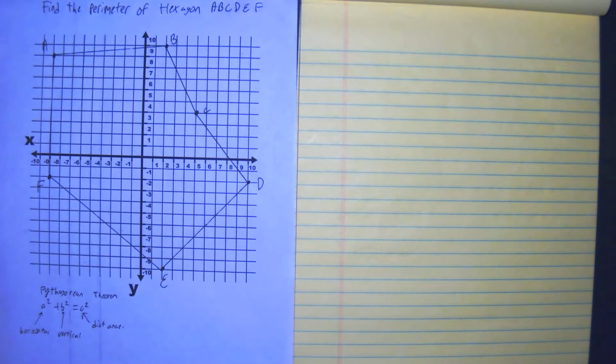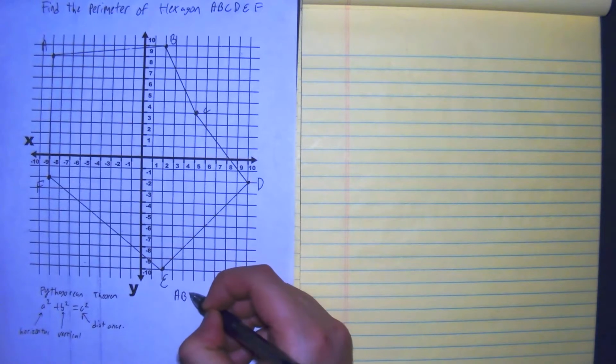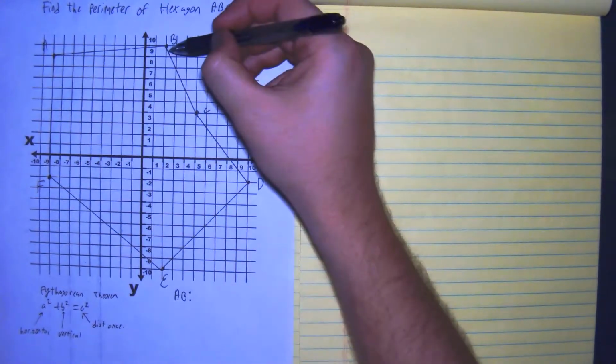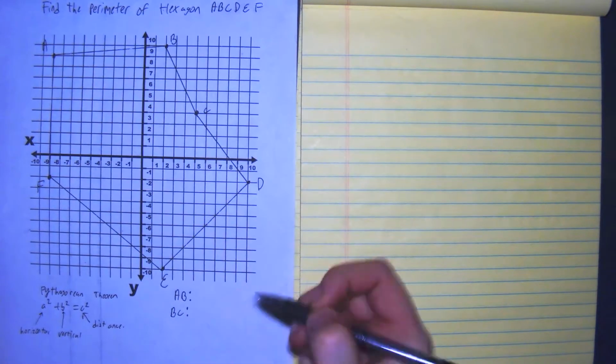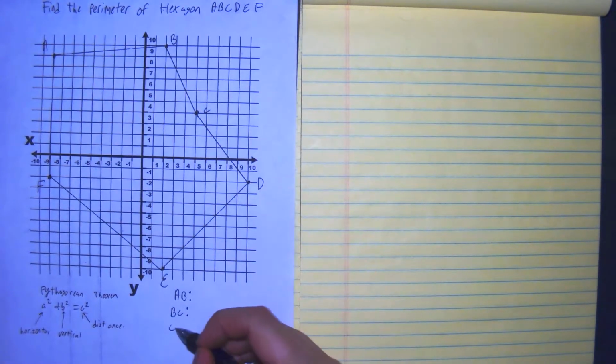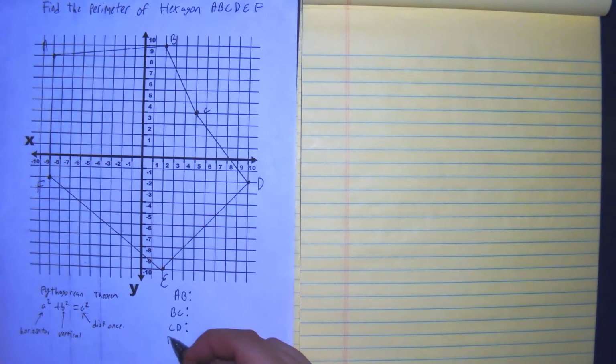So first, let's label all the different parts we need to see. Let's just go in order. A, B. Then we need to find B, C. C to D. D to E. Then we need to find EF. Then lastly, FA.